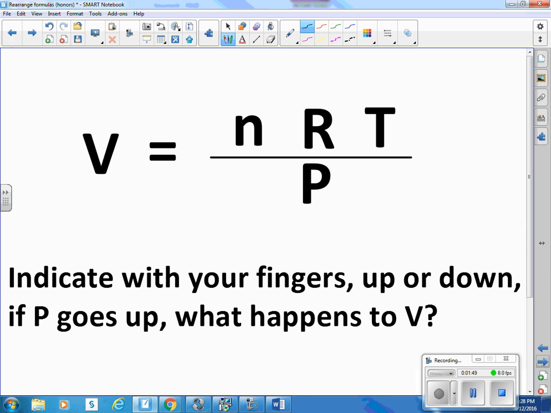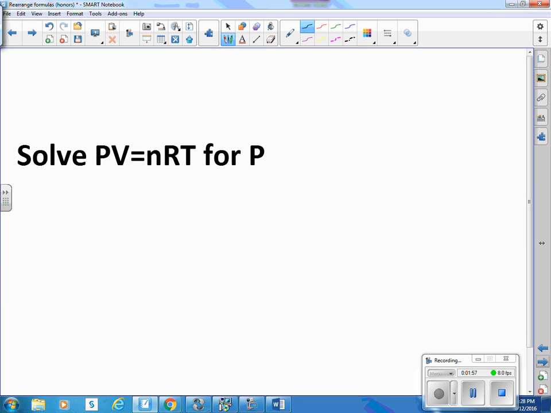Okay, so if P goes up, what happens to V? If you increase the pressure, the volume would go down. So let's solve that for P. If I want to get P all by itself, then I divide by V. So pressure is equal to nRT all over V. So if it's being multiplied by some variable, you divide to get rid of it. If it's dividing, you multiply to get rid of it. If it's adding, you subtract. If it's subtracting, you add.